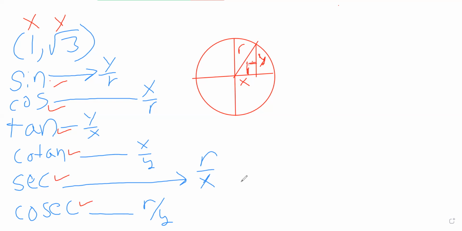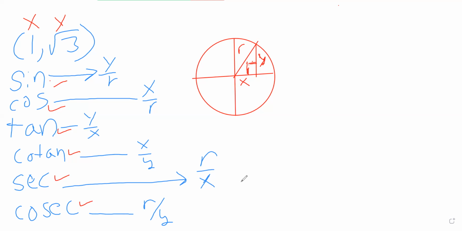Sine is y over r, cosine is x over r, tan is y over x, cotan is x over y, secant is r over x, and cosecant is r over y. So this is how we're going to do it. We need to know our three letters: y, r, and x. This is how we find the values of theta for all six functions here.